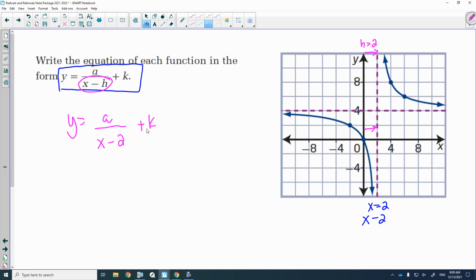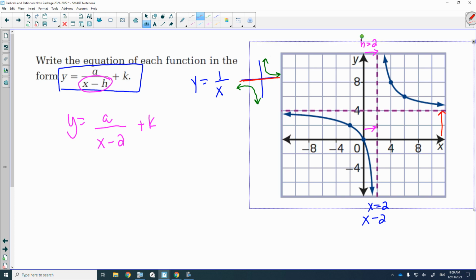K is going to be your vertical translation. So how much did the original asymptote move up? And remember, you guys, the original asymptote in y is equal to 1 over x, what that graph looked like was this. So there was an asymptote at y is equal to 0. That was an asymptote, right? That moved up 4. The asymptote was vertically translated 4 units up. So k is equal to 4.